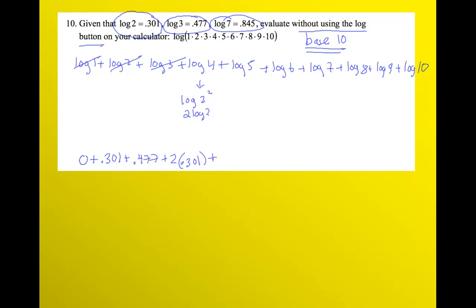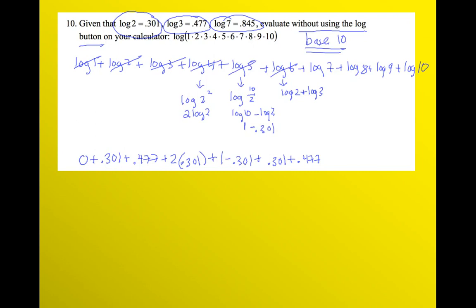Log of 5? Ooh, I don't know that. But I could say that's log of 10 over 2, which is going to be the log of 10 minus the log of 2. What's the log of 10? 10 to what power is 10? 1 minus 0.301. What about the log of 6? Don't know that one either, but that's log of 2 plus log of 3. Right, because you'd multiply their arguments. So log of 2 is 0.301. Log of 3 is 0.477. I forgot to cross them out as I was going.